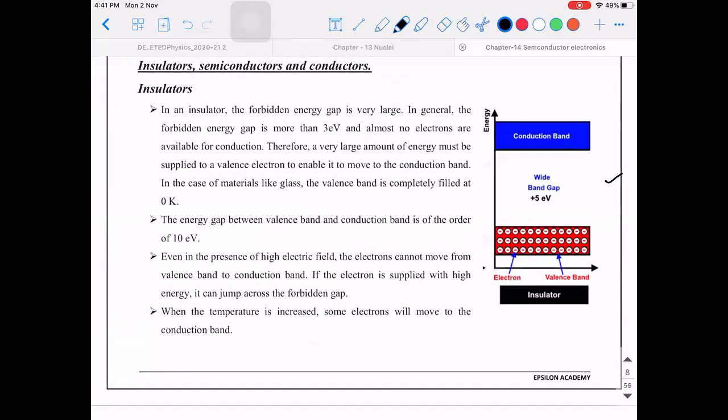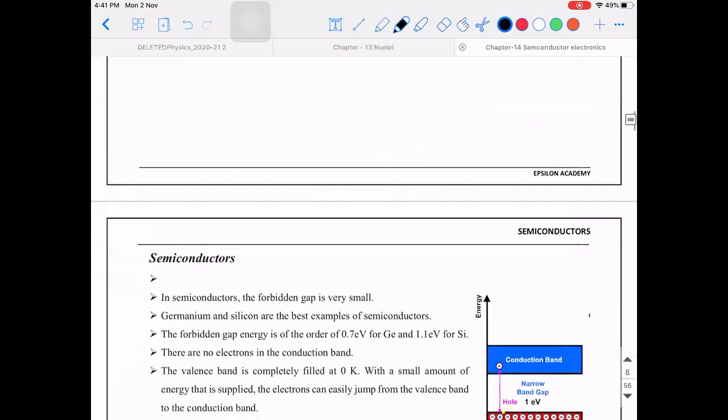So if the energy gap between the valence band and the conduction band is approximately 5 electron volt, then that kind of a material is classified as an insulator. All these things I'm talking about are at room temperature. As I've told you the whole story, this part alone you can read. It is easily understandable.